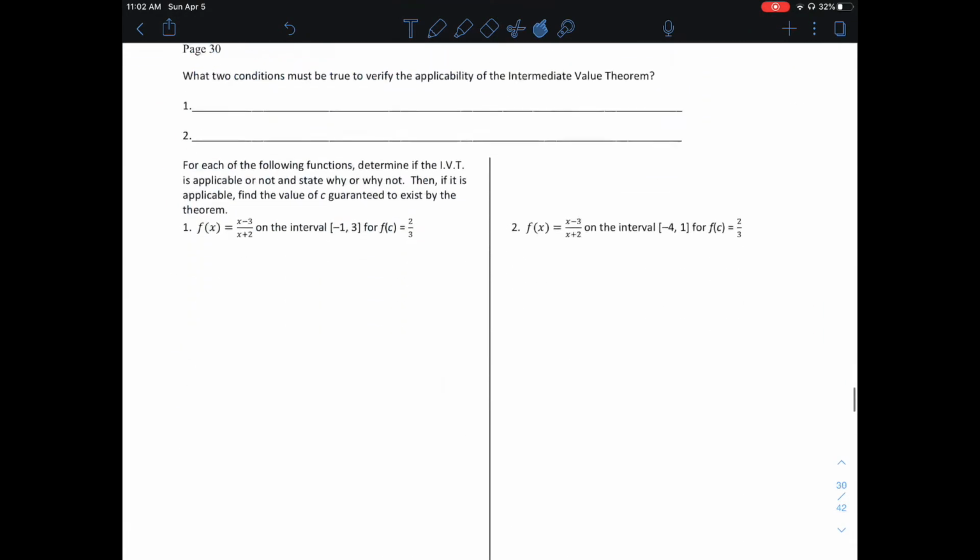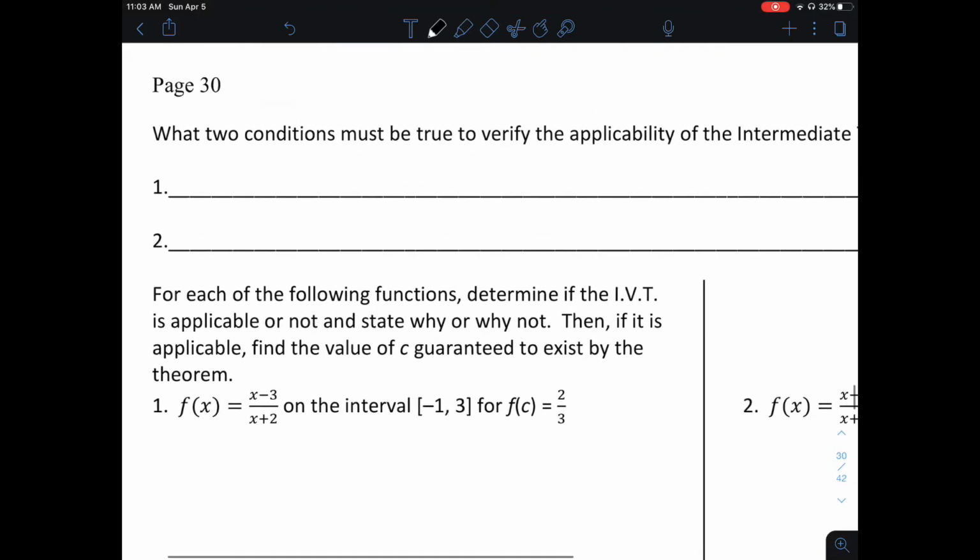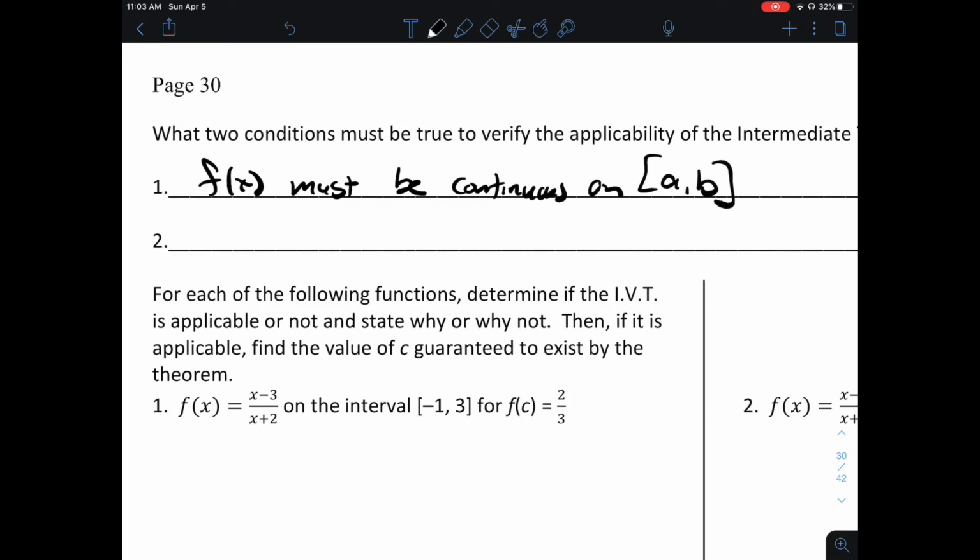All right, let's move on to the back, and this is re-emphasizing the intermediate value theorem. What two conditions must be true to verify the application of the intermediate value theorem? Well, as mentioned, f of x must be continuous on the closed interval from a to b. Keep in mind, these are x values. f of c is a y value, c is an x value, must be between f of a and f of b.